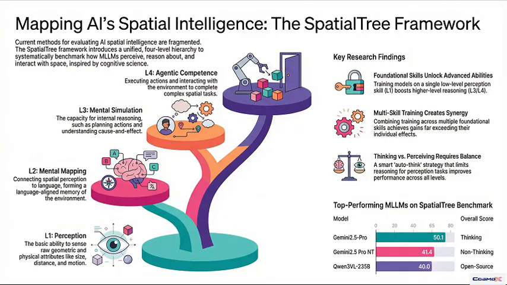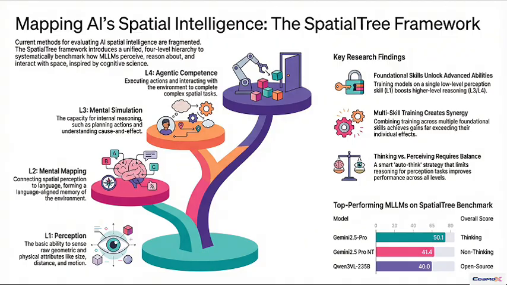Okay, let's unpack this. For a while now, we've been using this sort of fragmented patchwork of tests to measure how AI sees the world. Right, how it interacts with physical space. Exactly. So our deep dive today is into something called SpatialTree. It's a new framework from researchers at ByteDance Seed and Zhejiang University. And it really fundamentally changes how we measure what they call spatial intelligence, or SI. Specifically for MLLMs, that's the AIs that handle both images and text.